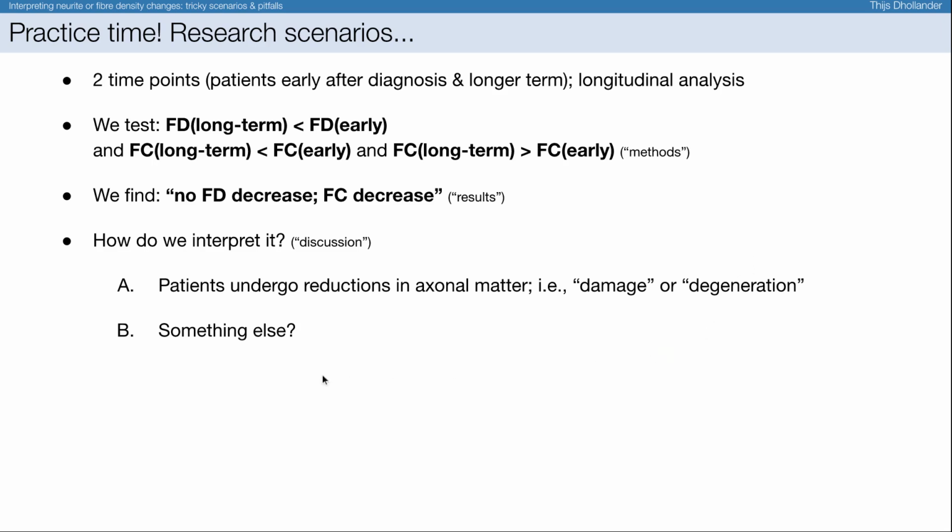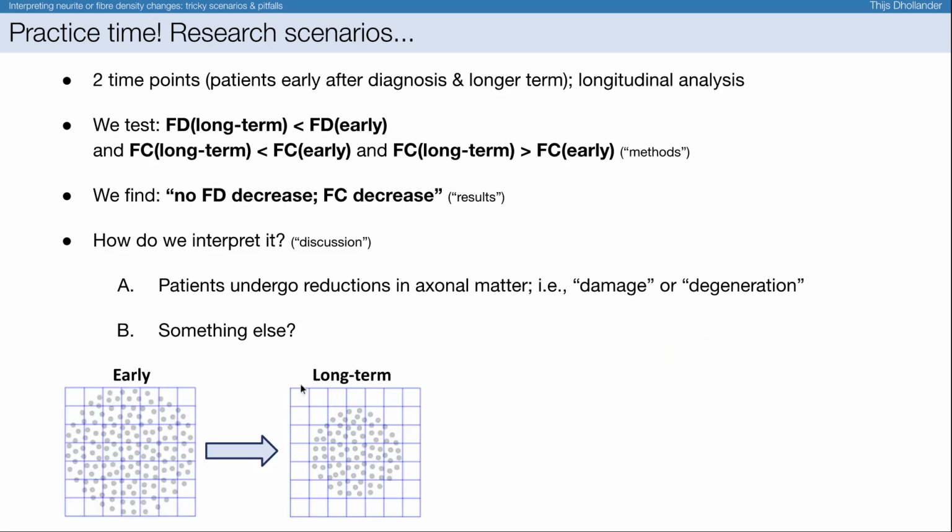Let's go and visit some scenarios. So this could be a scenario, right? Early versus long term, the fiber density has not decreased. It's the same here and there, but the FC indeed has decreased. And based on that, indeed, axons are lost. So we could say, yeah, degeneration. But is there something else that we have overlooked?